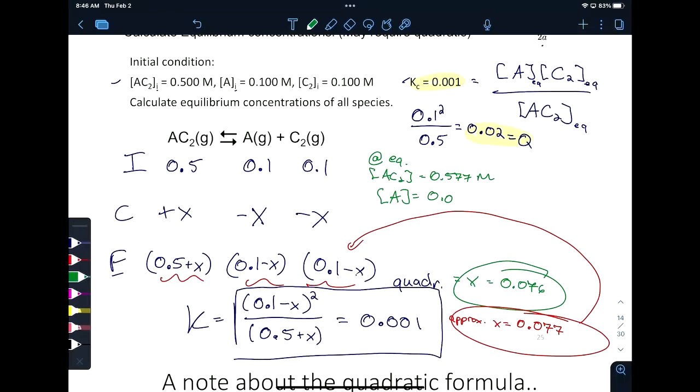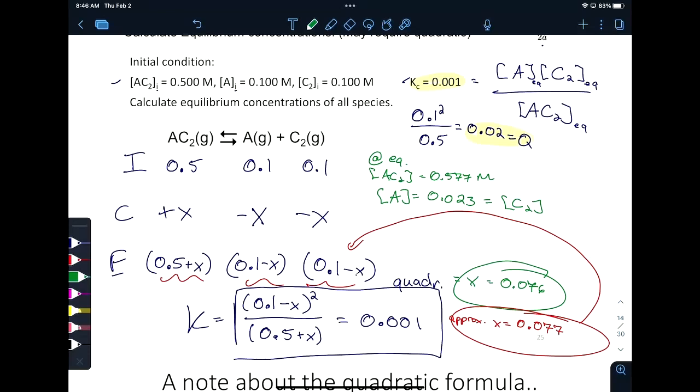0.1 minus 0.077 is 0.23, and then that's the same concentration as C2 as well. All right, and so a way to check yourself is plug those equilibrium concentrations back into the K expression, right? And then what number should you get? The K value that's given.